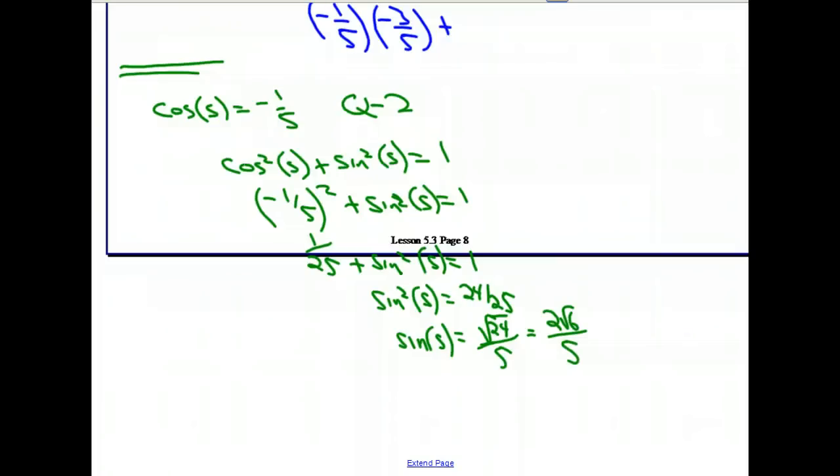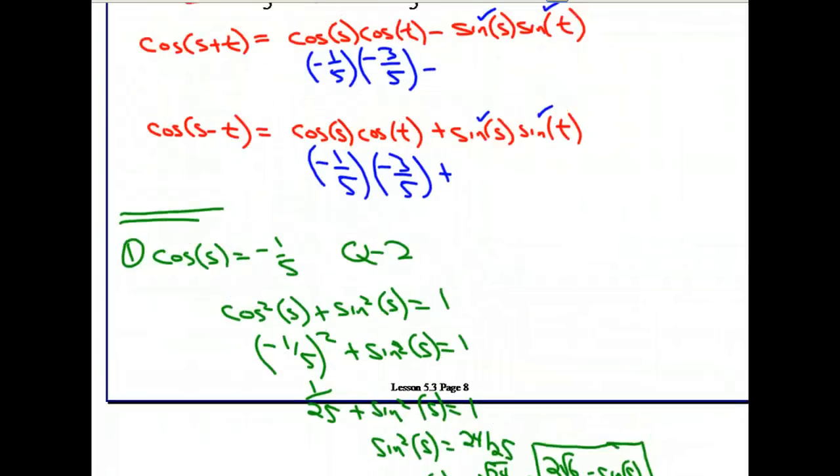Okay, is it plus or minus? Second quadrant, a smart sign: the sine is positive in the second quadrant. So I've got 2 root 6 over 5 equals the sine of s. All right, not bad. Let's get our other piece of information. That was the cosine of s. I use that to get the sine of s. What else do we have up here?